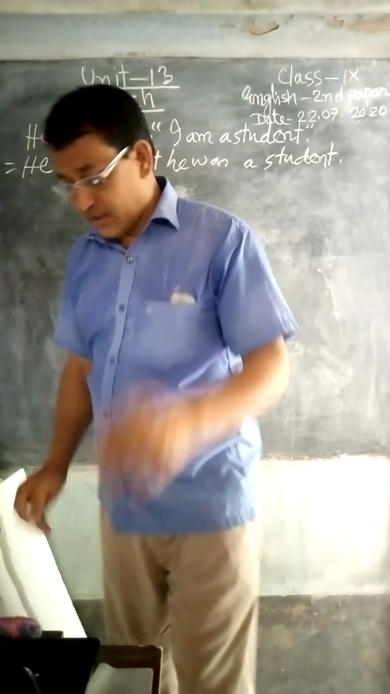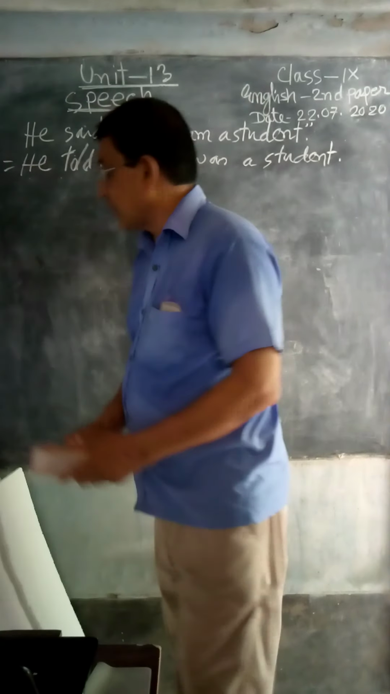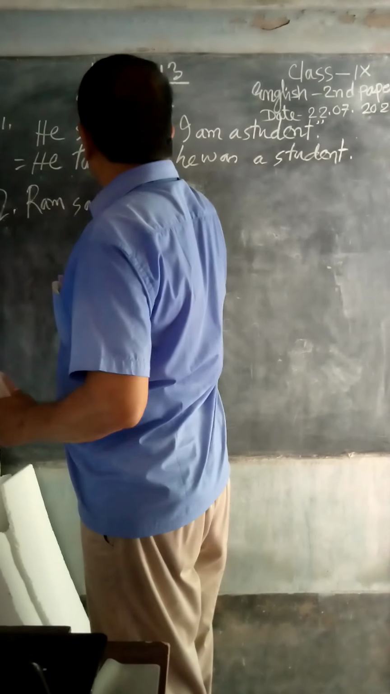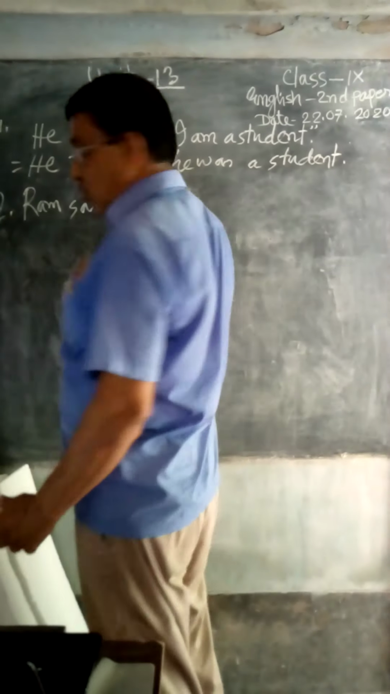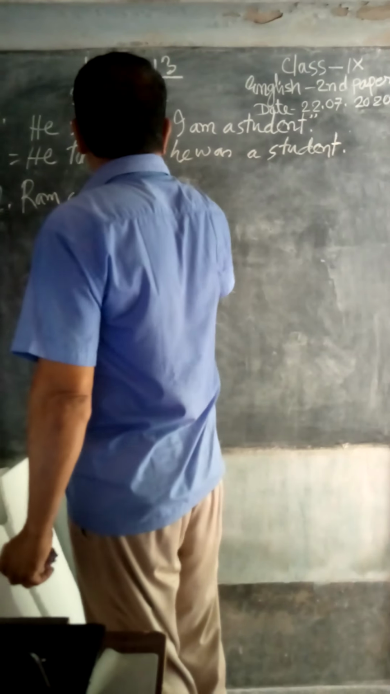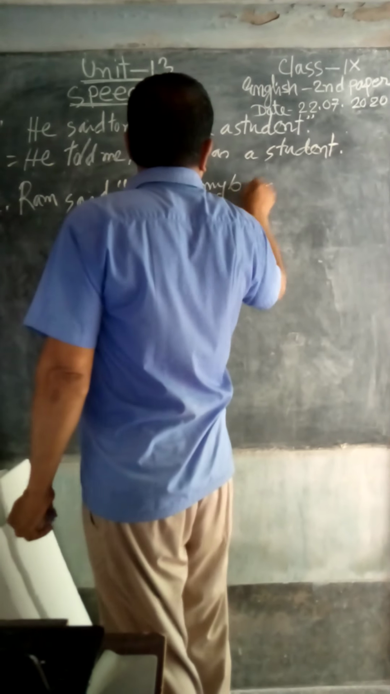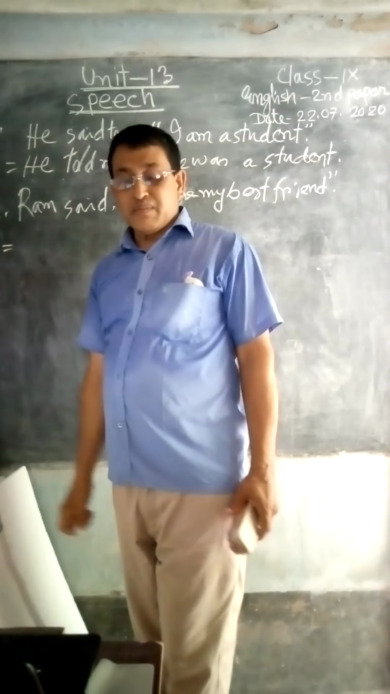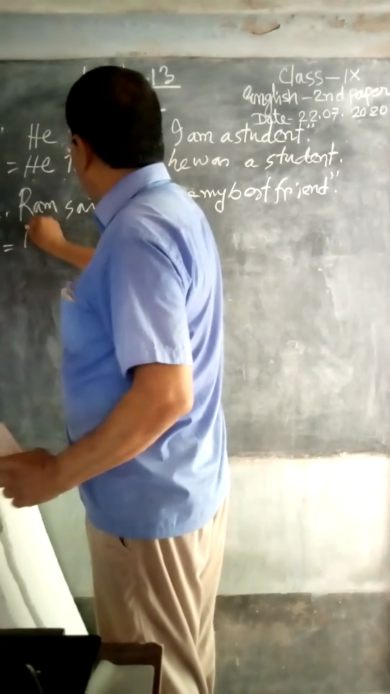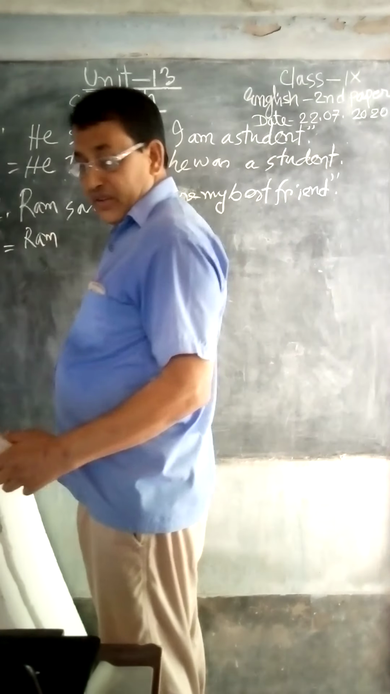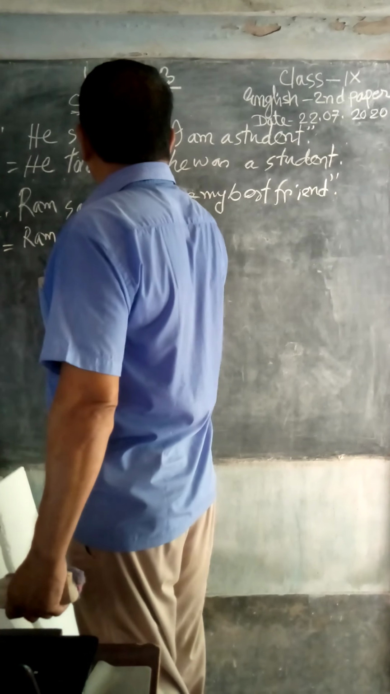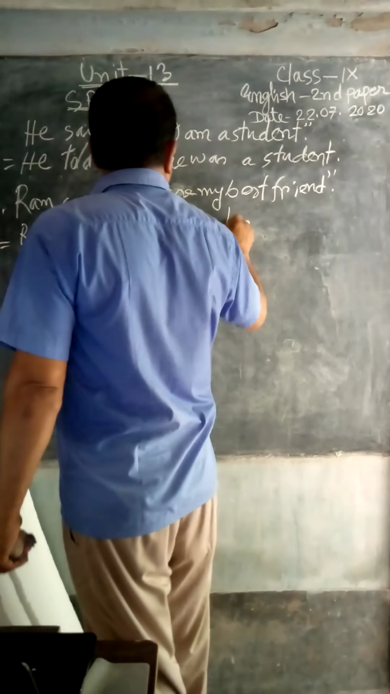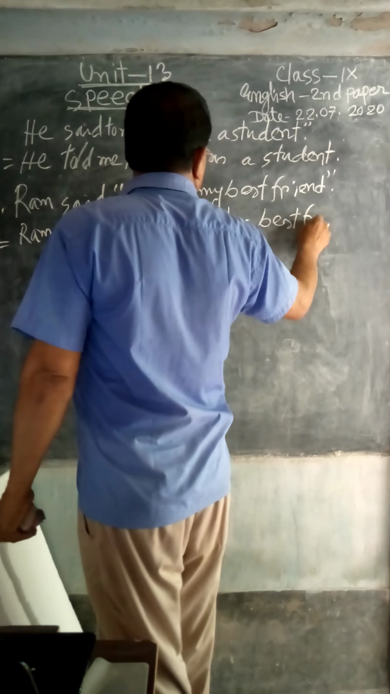Now we will see another example. Number 2. Ram said, comma, inverted comma, start, you are my best friend. F-R-I-E-N-D. Inverted comma, close. Ram said, you are my best friend. Ram said that I was his best friend. F-R-I-E-N-D.